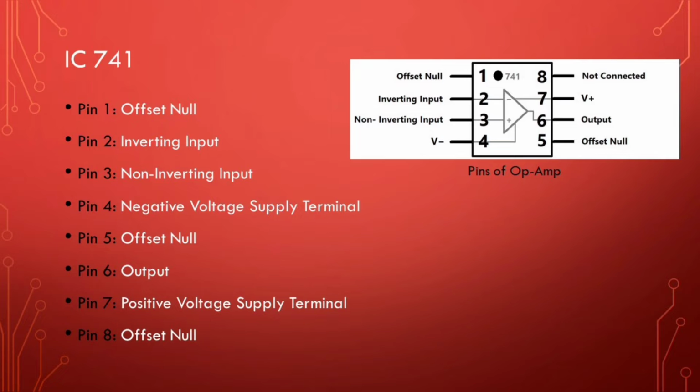Voltage between pin 4 and pin 7 can be between 5 volt and 18 volt. Offset nulls are used to apply an offset voltage to nullify the effect on the output because of the high gain provided by the 741 op-amp.